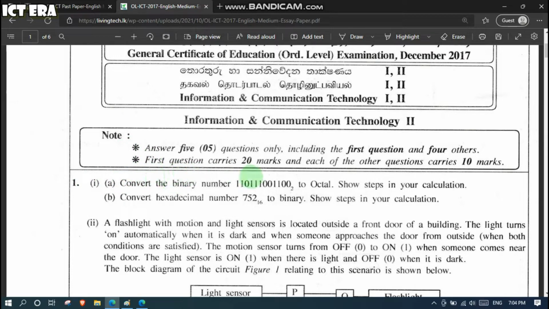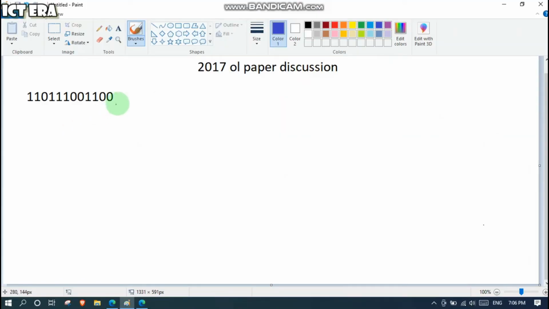Convert this binary number into octal. Show steps in your calculation. Okay, let's convert this one into octal. First of all, we have to divide this number into groups of three bits, from the left corner to the right corner. Let's divide. Then here 1, 2, 3.